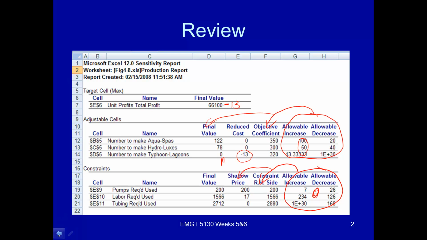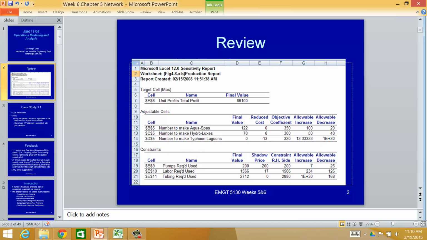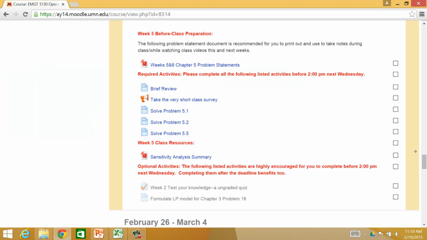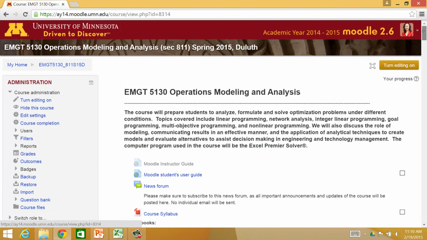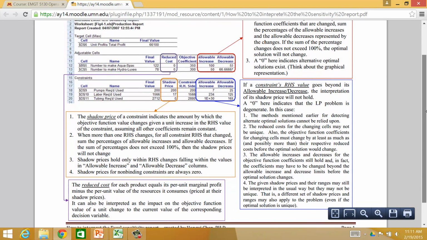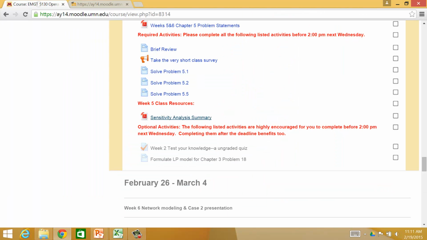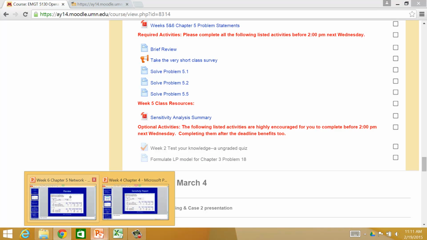To help you better organize this information, I created a summary sheet for you, which you can find on the course Moodle site. Go to week 5 and click on this sensitivity analysis summary. It gives you a very clear summary of how to interpret the sensitivity report. I would suggest you print this out or keep it handy to check and make sure you get all the information organized. So that's the review part for the sensitivity.